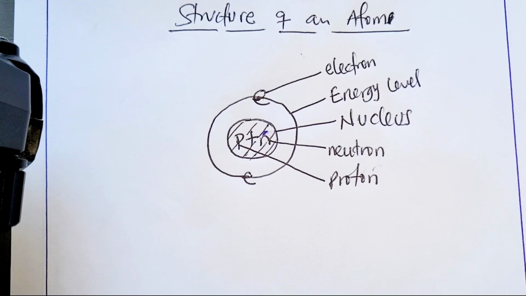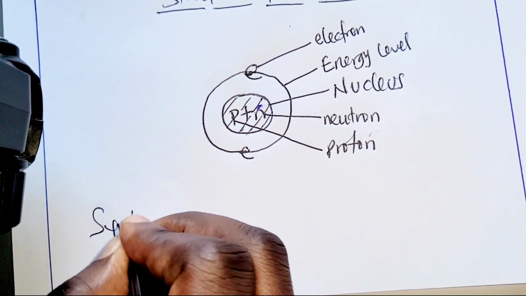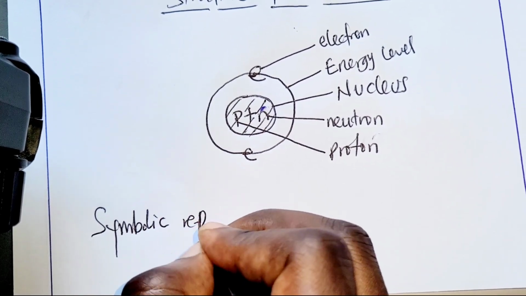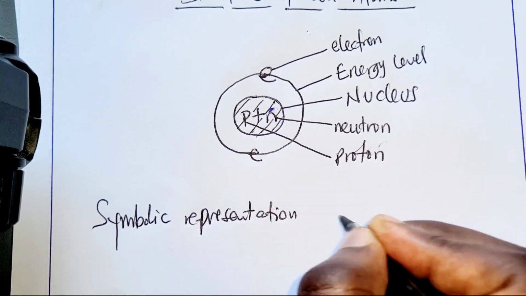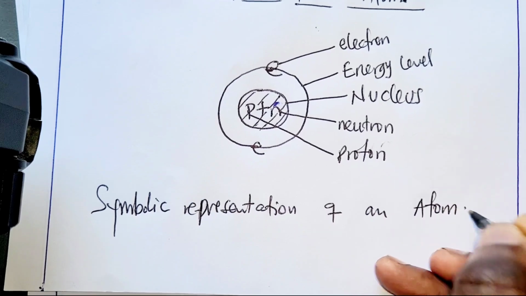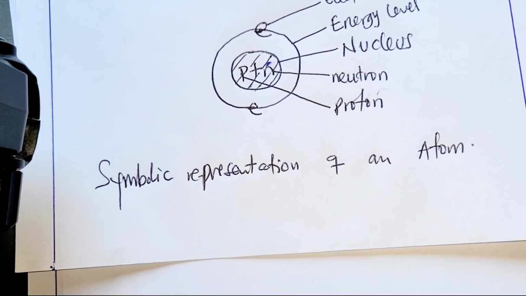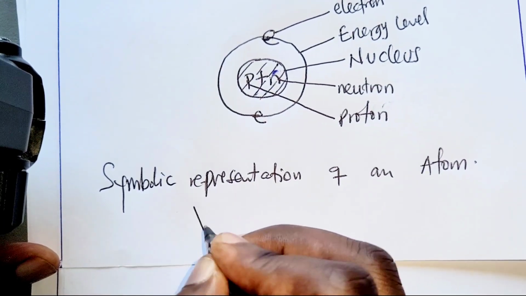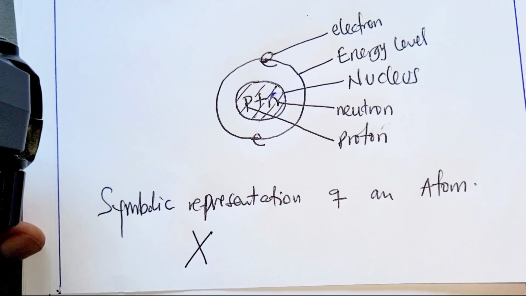Then a symbolic representation of an atom is what I'm going to end with. Representation of an atom. How is an atom represented? Using a symbol. Let me assume an atom is X. An atom X. This is the symbol that I've just put.